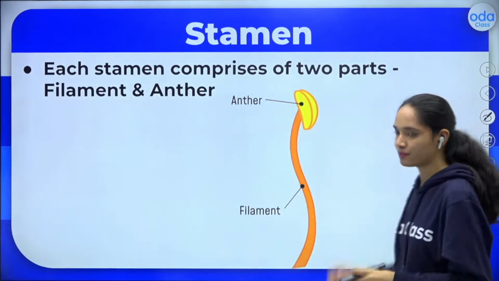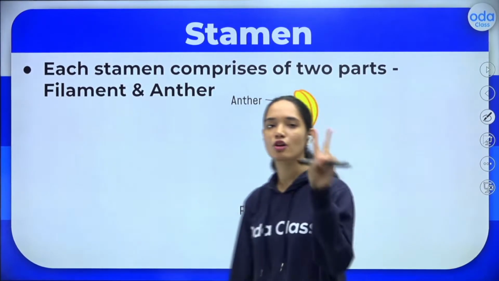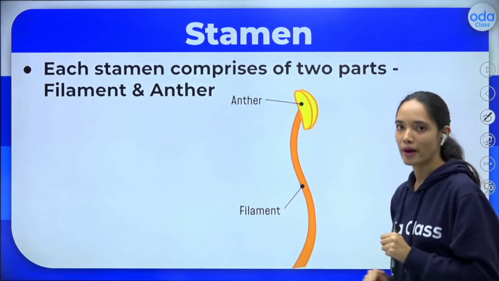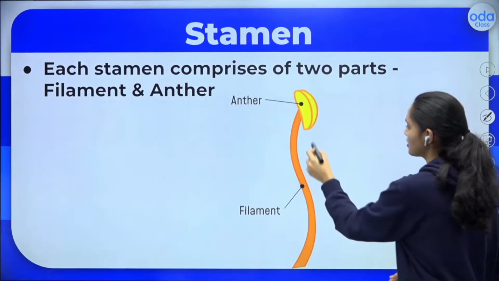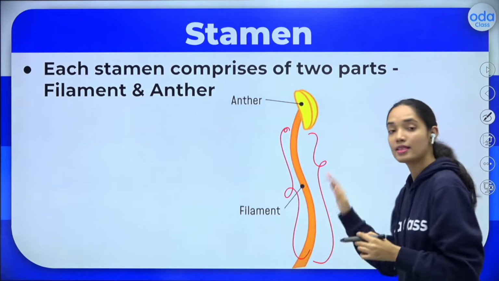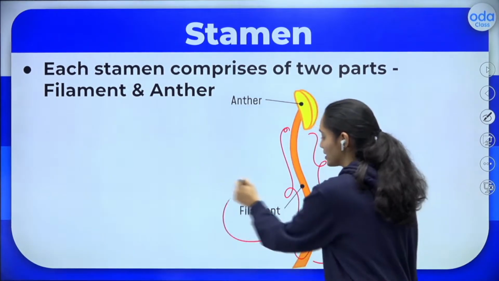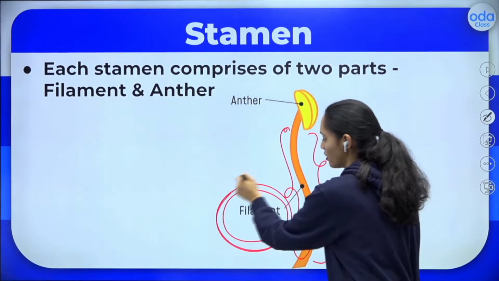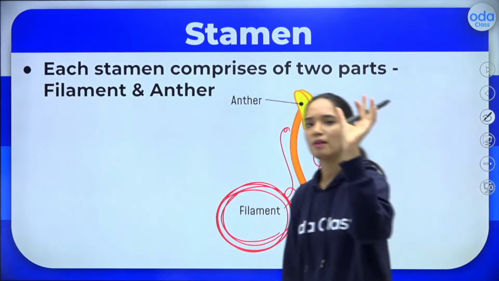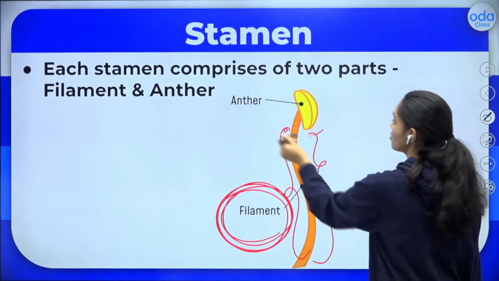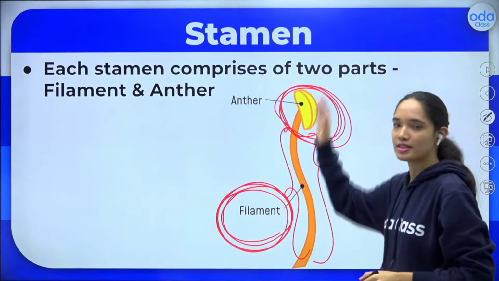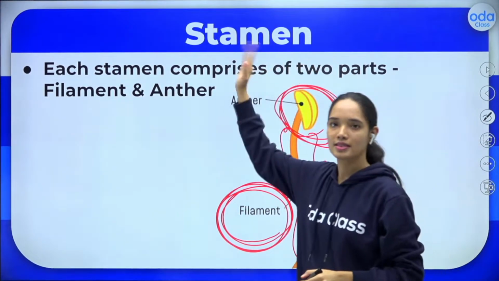Moving ahead, each stamen consists of two parts. This is a stalk-like structure, called the filament. At the tip of the filament, you will find a bilobed structure that is known as the anther. So this anther and filament make up your stamen.